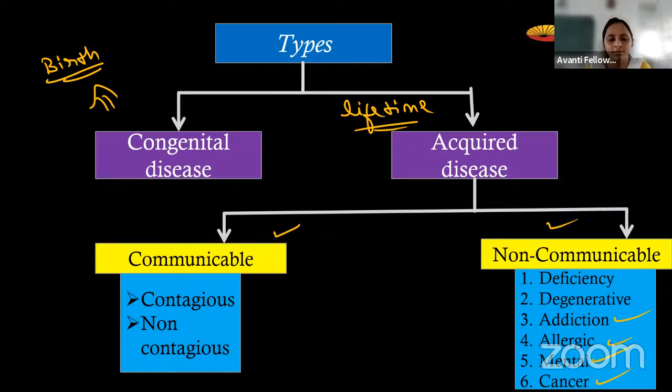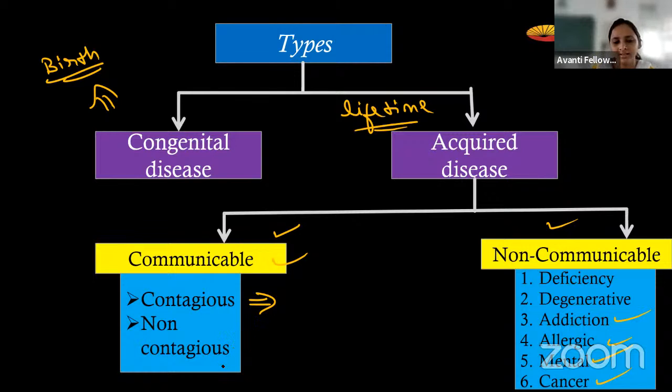And you can take diabetes. Diabetes is also non-communicable, right? It is not transmitted from one person to another by sitting and eating with them. Then coming to the communicable diseases, there are mainly two types. One we call contagious and the other non-contagious. What do you mean by contagious?